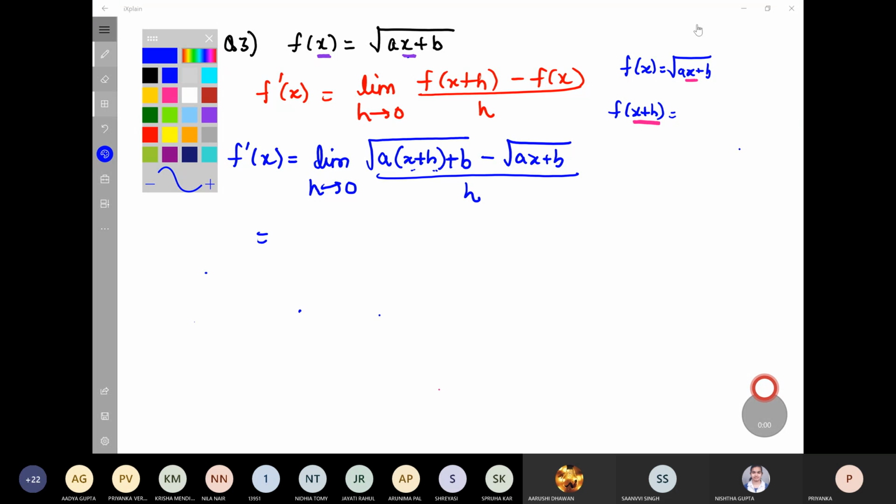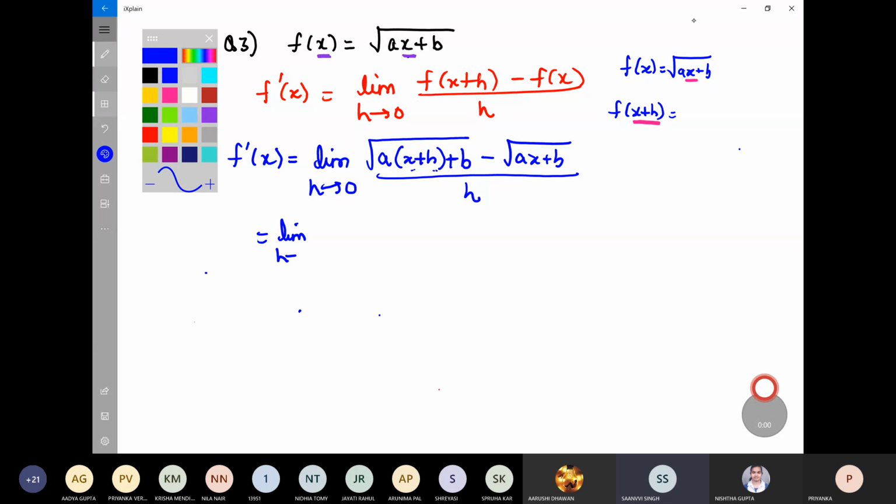Now who will tell me how will we find out the limit of this function? कैसा function दिख रहा है ये? Anybody else who wants to try? कैसा function? सानवी? Ma'am, we can just simplify it.